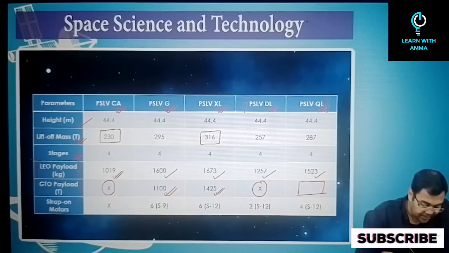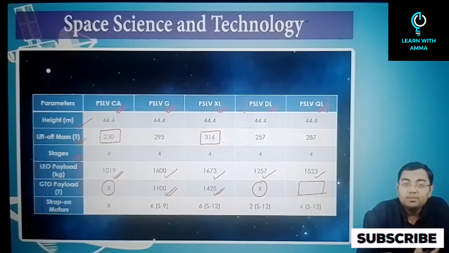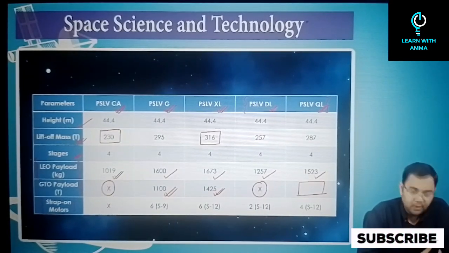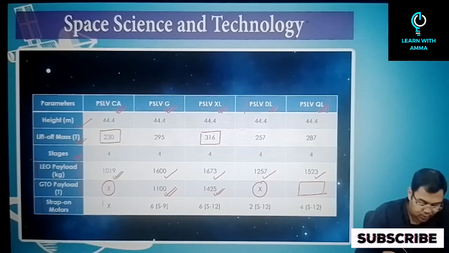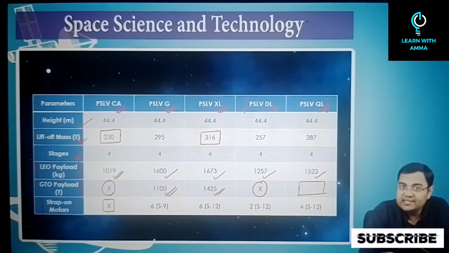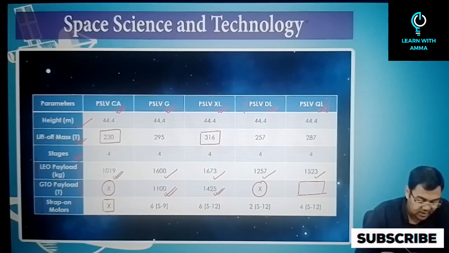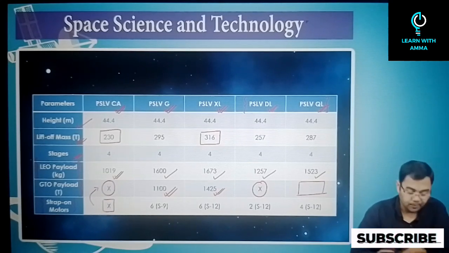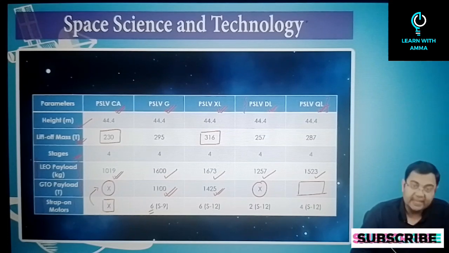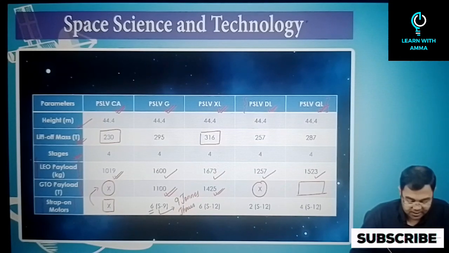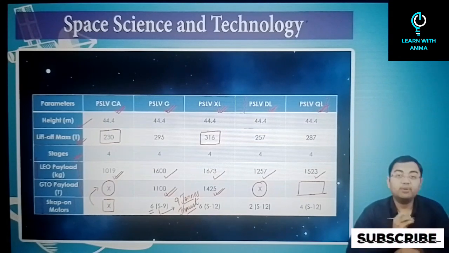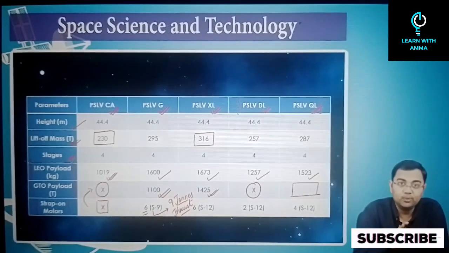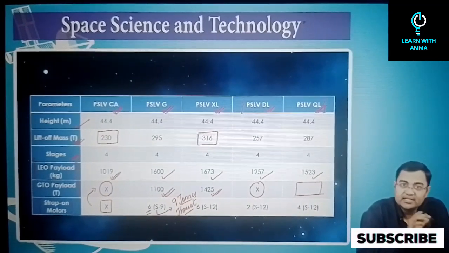Strap-on motors. This is the main reason for the difference between the different kinds of variants that we have for PSLV. So there is no strap-on motor in CA variant. There is no strap-on motor. That is why it cannot carry payload to GTO. Then in PSLV G, we had 6 motors of S9 variant. S9 means basically that it can provide a thrust of 9 tons. A total thrust of 9 tons can be provided by each of these motors, and there are 6 such motors which are available in G variant.